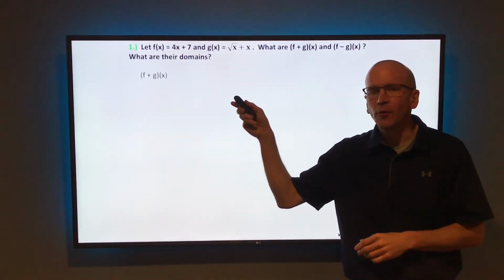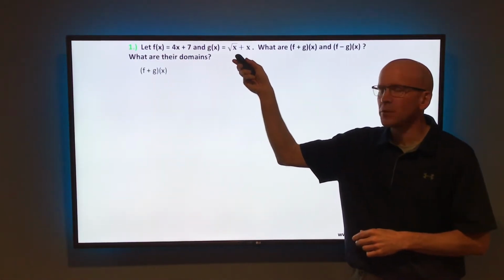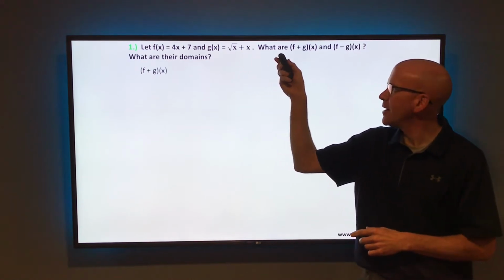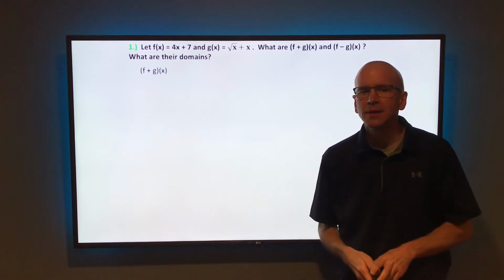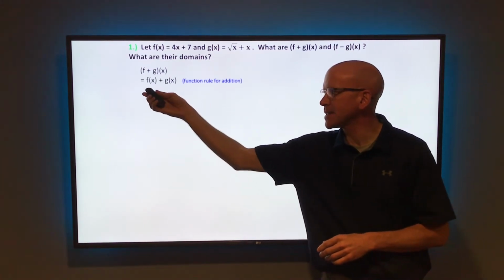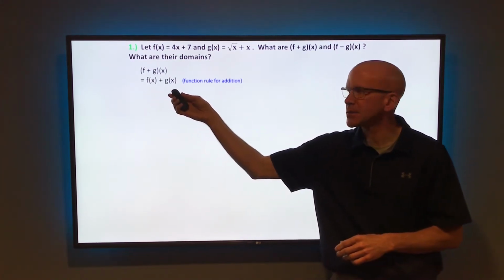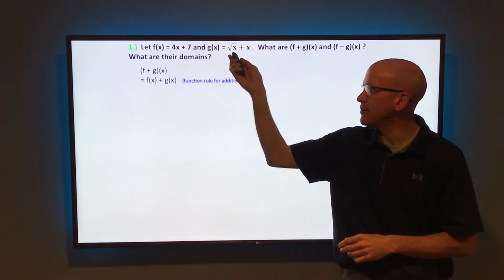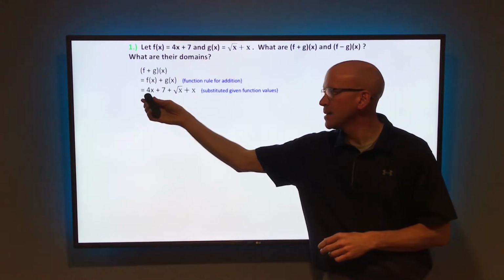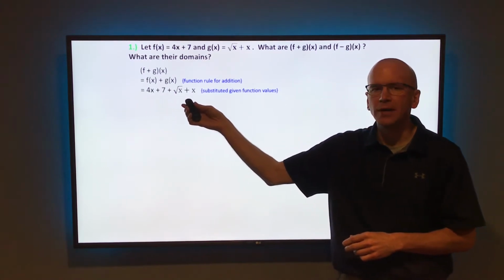Let f of x equal 4x plus 7 and g of x equal the square root of x plus x. What are f plus g of x and f minus g of x, and what are their domains? So for f plus g of x, that's the same thing as f of x plus g of x. So take what f of x is, 4x plus 7, add that on to what g of x is, the square root of x plus x. So you have 4x plus 7 plus the square root of x plus x.